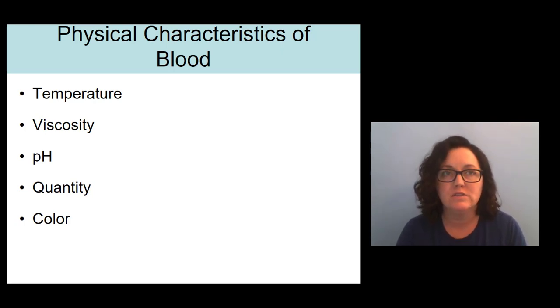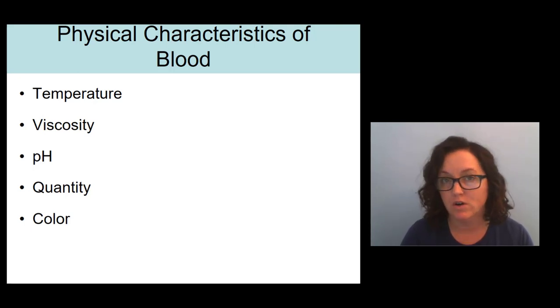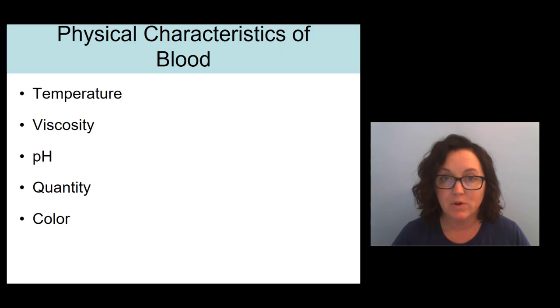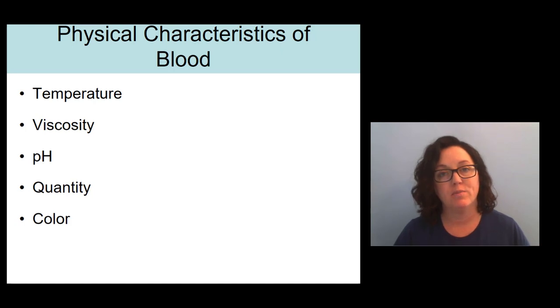Blood color. This is a point of confusion for students. All blood is red, whether it's blood in your veins or blood in your arteries. All blood is red because inside of blood, we have a type of cell called a red blood cell. Inside of the red blood cell is a protein called hemoglobin. Inside of the protein hemoglobin is iron, and iron is red. Now, the iron has the job of transporting oxygen in our body.